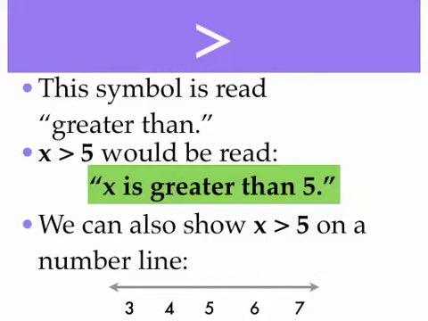That is greater than 5. So we're going to have an open circle at 5, and in this case we're going to be shading to the right because x has to be greater than 5, and the numbers to the right of 5 are greater than 5.